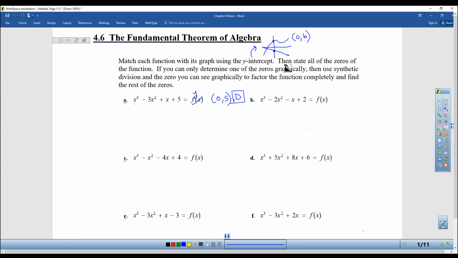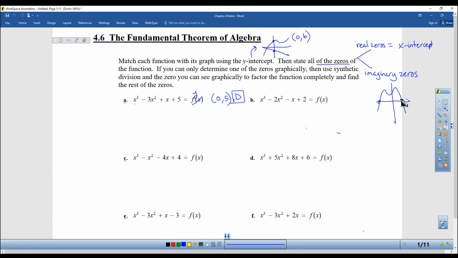But then the second step says, then state all of the zeros of the function. Now remember, there's two kinds of zeros. There's real zeros, which are the same as x-intercepts. X-intercepts and real zeros are the same thing. And then there's also a possibility of imaginary zeros. And imaginary zeros are created when a function doesn't actually come back down and hit the x-axis.